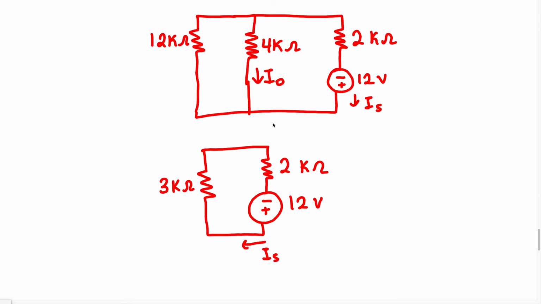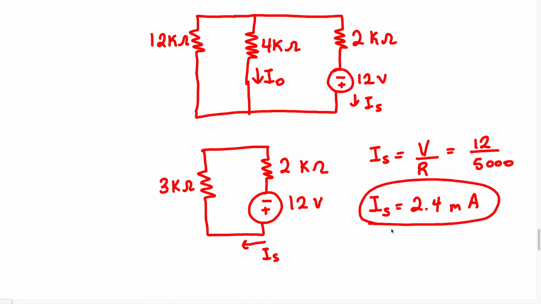So now when we solve for this, we can use Ohm's law to find IS. We can say IS equals V over R. We know the voltage is going to be 12 over, and we have 3K plus 2K, which is going to give us 5K, and 5K is just 5,000. So now we have 12 divided by 5,000. When you put that in your calculator, you're going to get IS equals 2.4 milliamp.